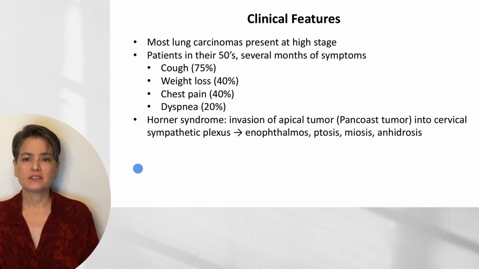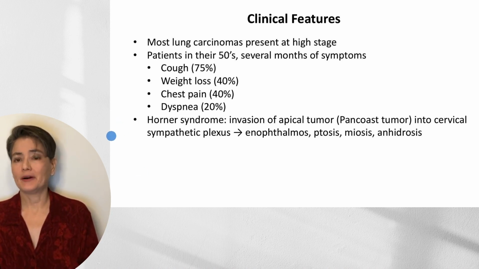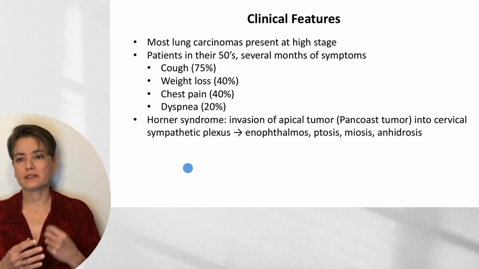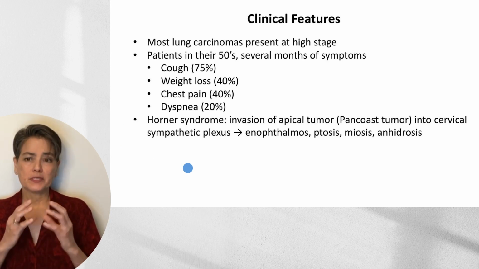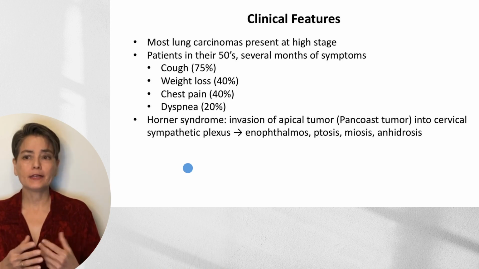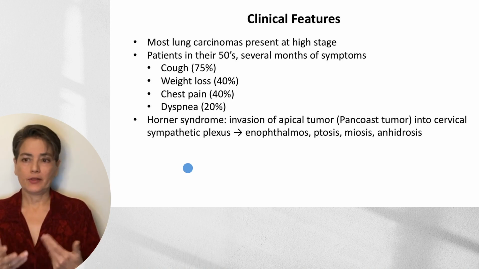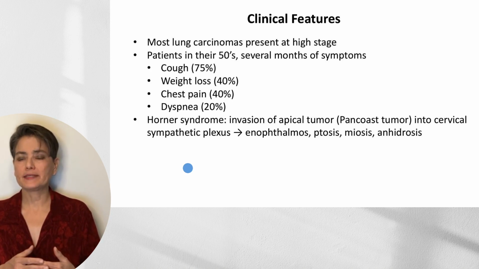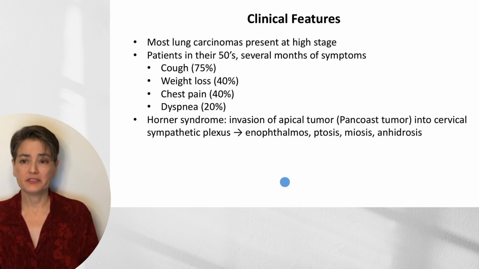Something else that you can see, often perhaps more on exams than in a patient population, is something called Horner syndrome. This is when we have a lung tumor at the apex of the lung. These particular tumors in the apex are referred to as Pancoast tumors. It doesn't matter the histologic subtype. And they can invade into the cervical sympathetic plexus, resulting in a constellation of symptoms.